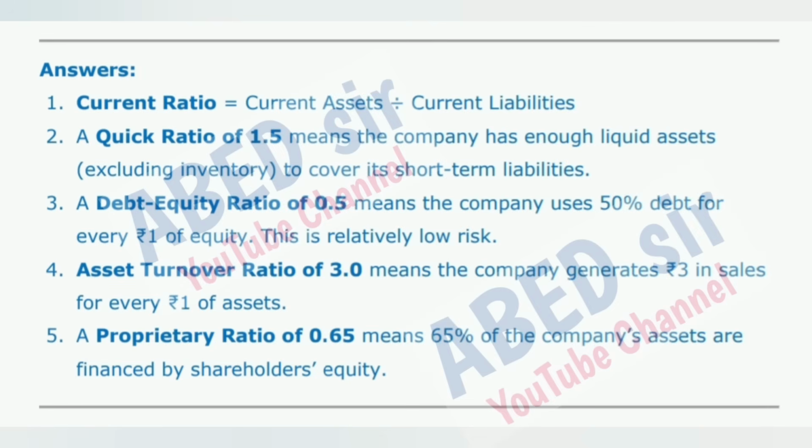4. Asset turnover ratio of 3.0 means the company generates 3 rupees in sales for every 1 rupee of assets. 5. A proprietary ratio of 0.65 means 65% of the company's assets are financed by shareholders' equity.